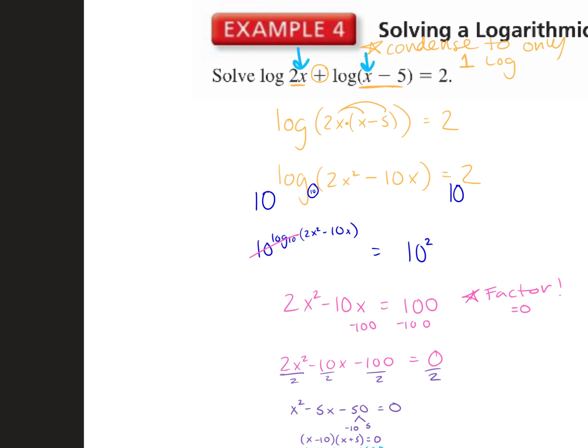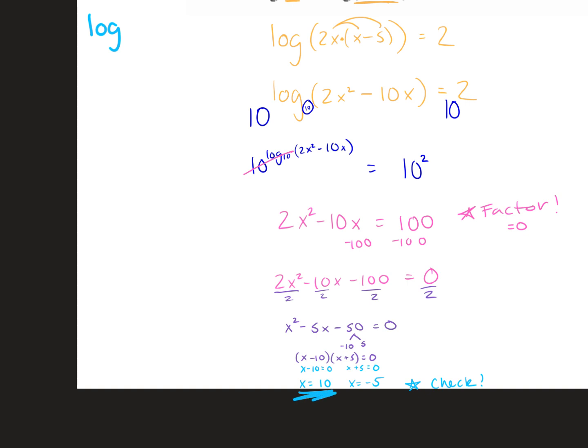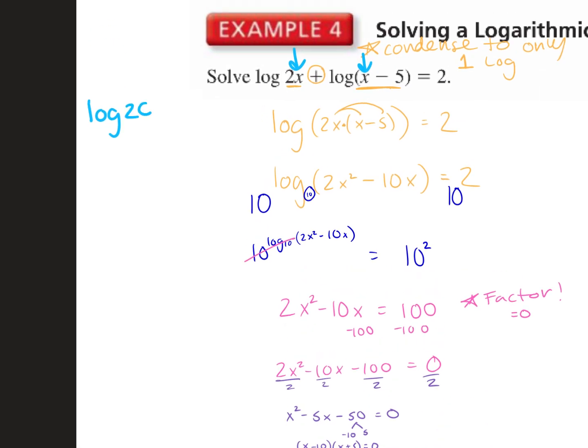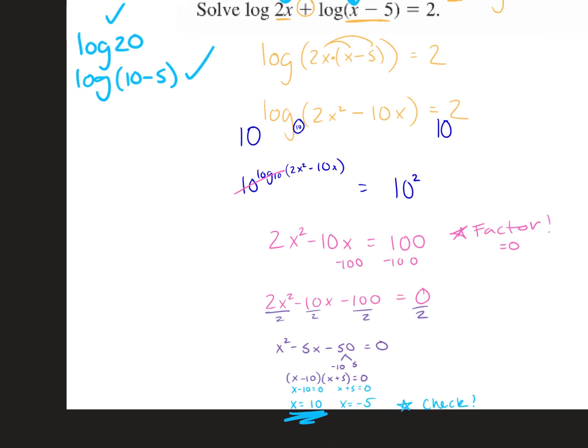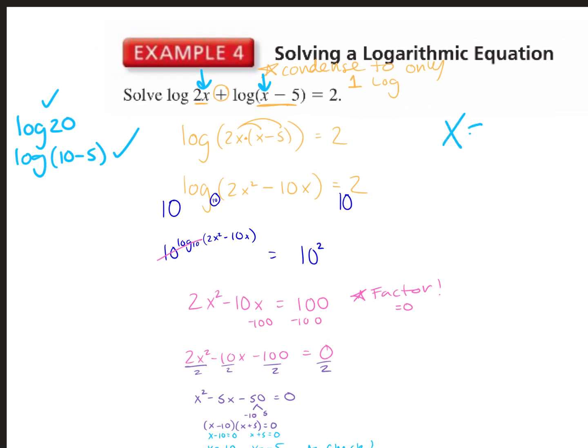Now it's not always going to be the one that's already negative, but sometimes that's usually the case. So let's check. I have the log of 2 times 10, because we're plugging in 10 first. We're checking our first one. So log of 20, that works because it's not negative. And then I have the log of 10 minus 5, which would be 5. So that's also positive, so that works. So 10 works as our answer. X is equal to 10. That's good. Let's check the other one too.